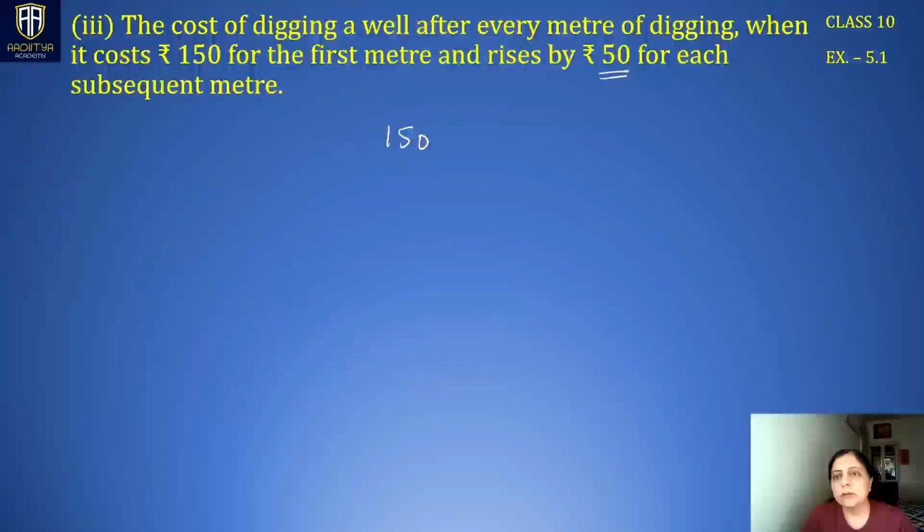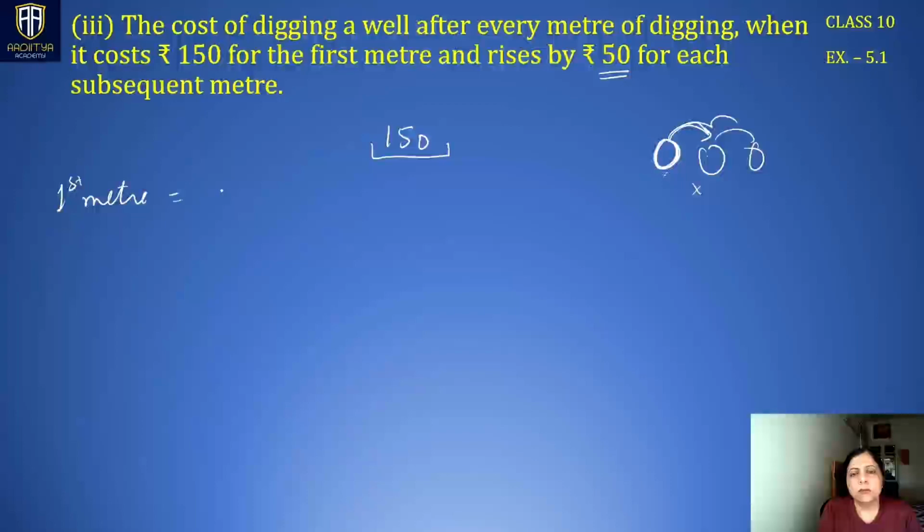I want to say that, like in the previous question, the next term was dependent on the volume of the quantity of the previous term, and it was changing according to the existing quantity. It is not fixed, so that doesn't form an AP. But in this case, for the first meter, the cost of digging is rupees 150.